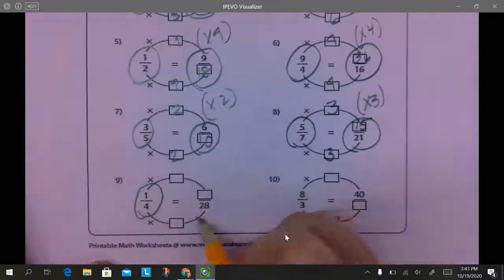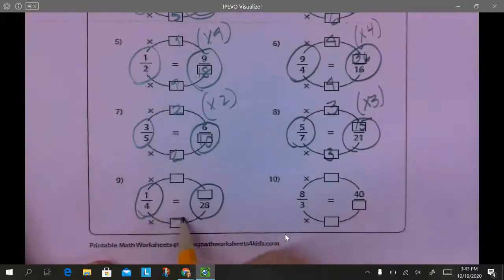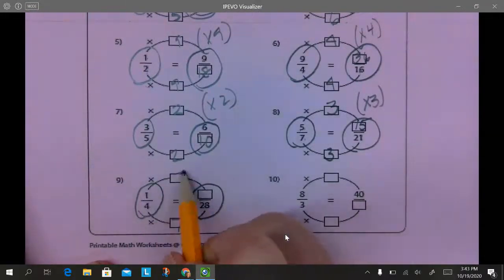1 to 4 is equivalent to something over 28. So 4 times 7 is 28. So 1 times 7.